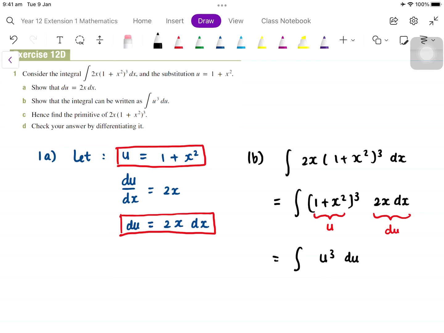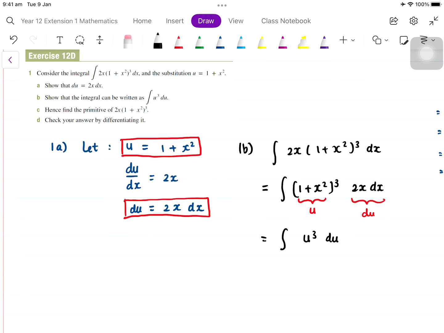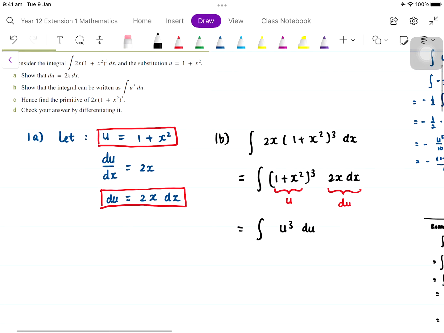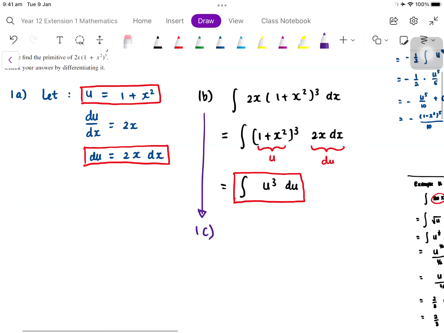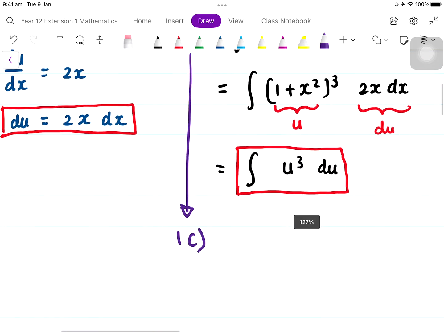Alright? Now the third part, which is find the primitive of 2x times (1 + x²) raised to the power of 3. In order to find the primitive of that, all we need to do is just integrate this. So from our previous work, we know that the integral can be written as this, so I can just continue working on this in order to get the answer for question 1c. Alright? If I do that, this is what I get.